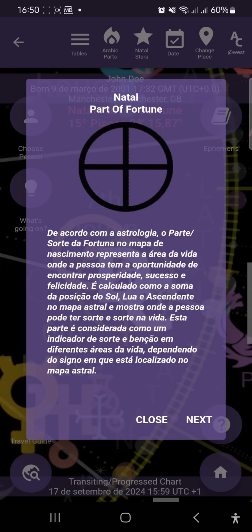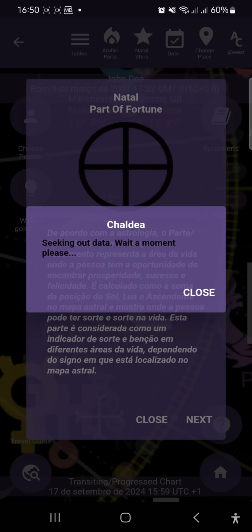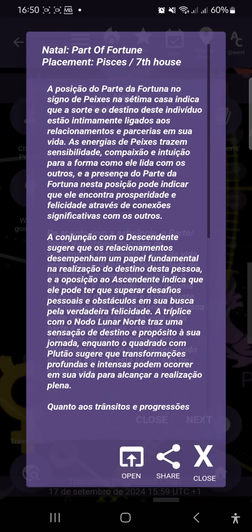We already have the explanation of what the part of fortune is and what it's used for in astrology. Let's tap next, and we now have a personalized interpretation for John and how fortune protects him in life.